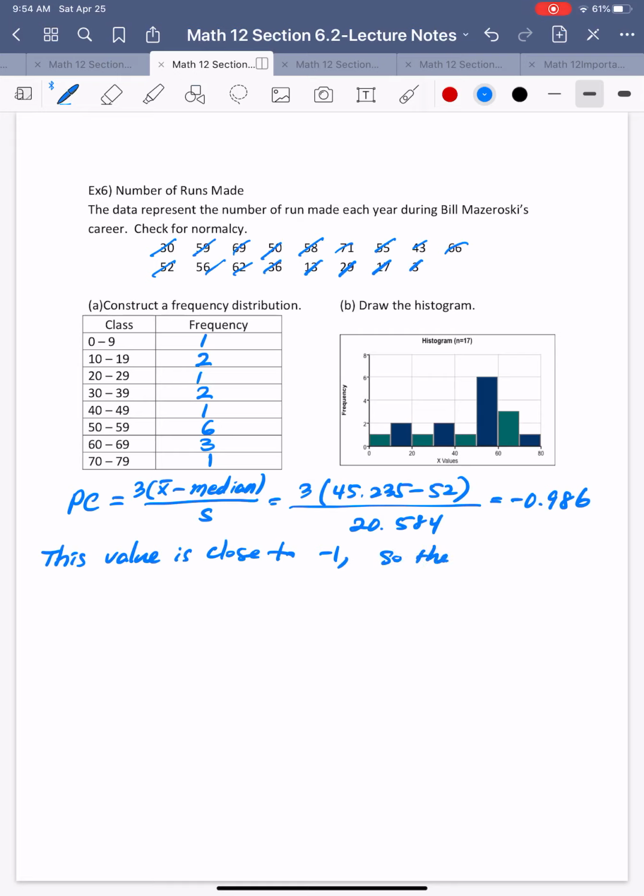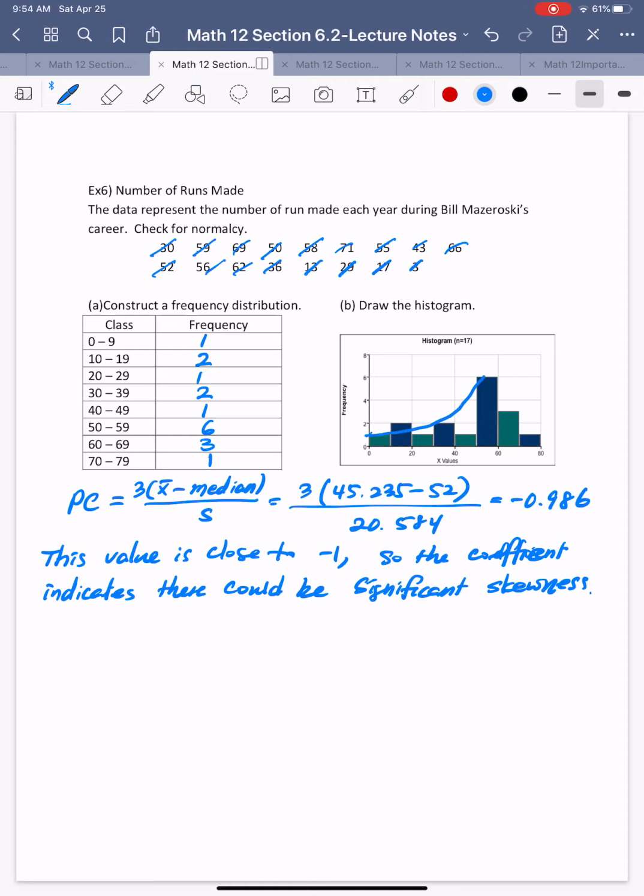So the coefficient indicates significant skewness. I want to say it's left skewed. Do you see that here? But let's find out about outliers.